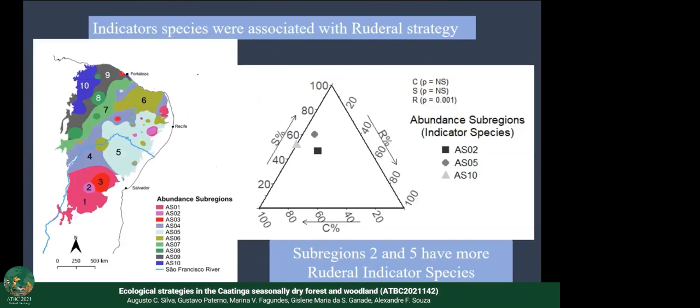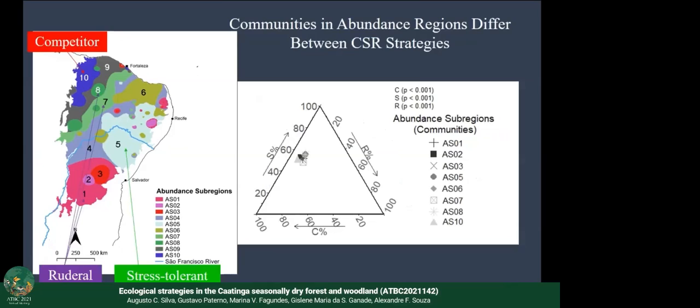Indicator species of abundance subregions were significantly related to ruderal strategies. Abundance subregion number 10 had the lowest proportion of the R strategies. At the community level, abundance subregions differed in the proportion of the three strategies. Subregion 10 is linked to competitive space. Subregion number 5 is related to the stress tolerant strategies. And subregions 1, 7, and 8 are apparently more related to ruderal strategies.